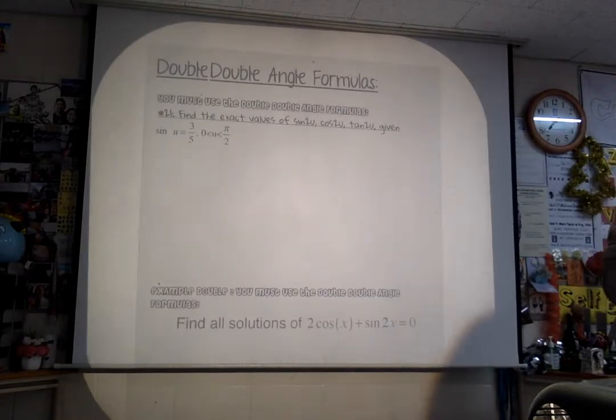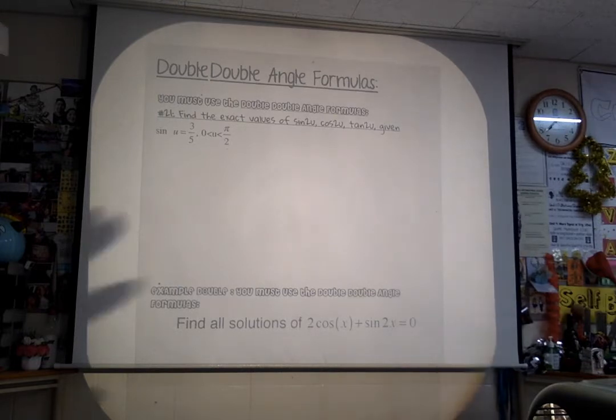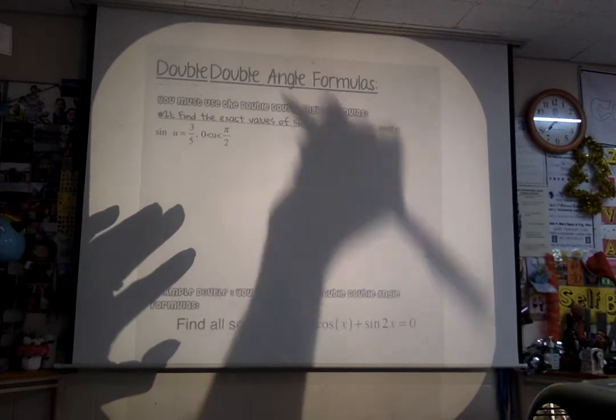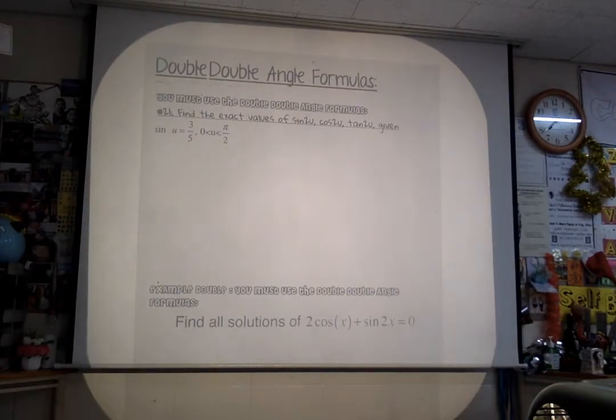All right, I'm going to take this away. Now let's do double angle formulas, all right? Double angle formulas. What does Ms. Chang mean by double angle formulas? I just wanted to repeat that twice because it's double angle formulas, okay? And you're going to be using double angle formulas here.